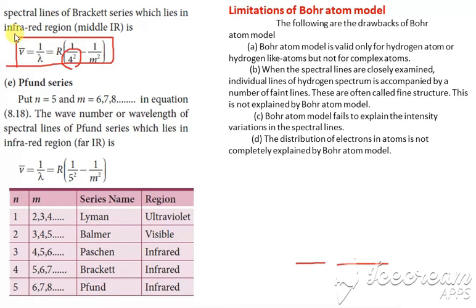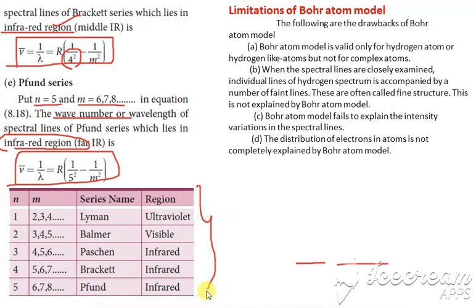This again lies in the infrared region. So the first one is ultraviolet, next is visible, and the next two are infrared. The last one is n equal to 5, so m takes the values 6, 7, 8. Here the wave number is given by nu bar equal to 1 by lambda, equal to R into 1 by 5 square minus 1 by m square. This also lies in the infrared region.